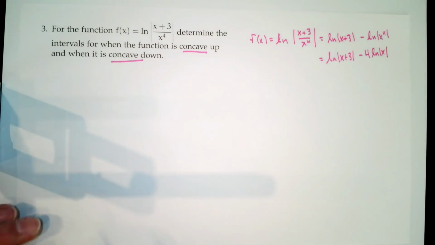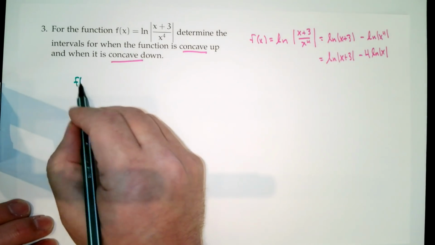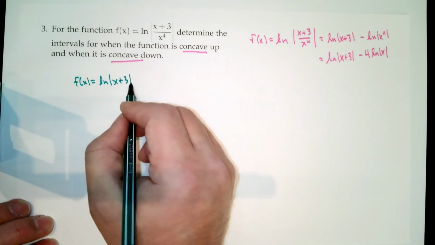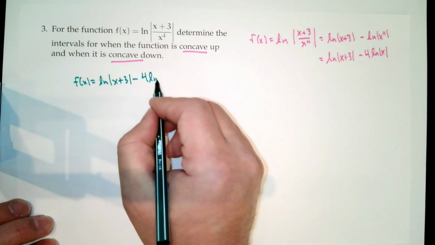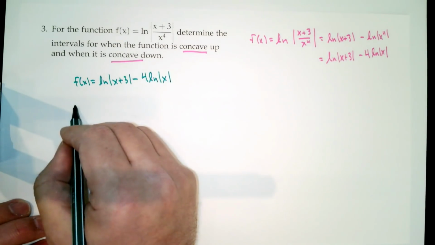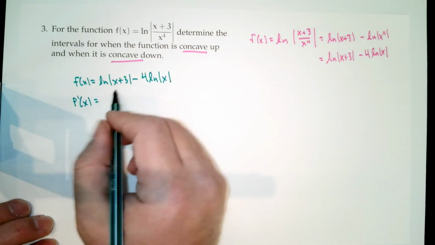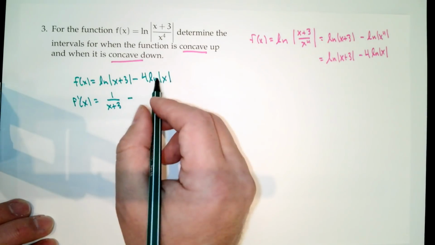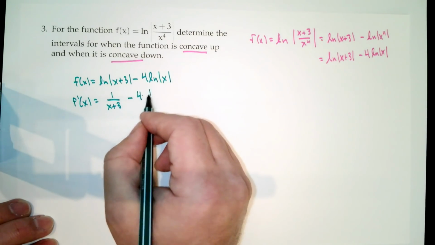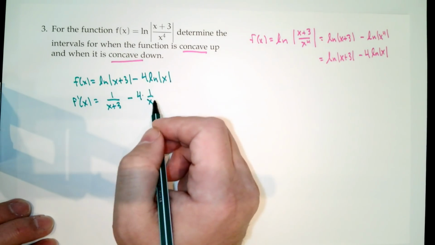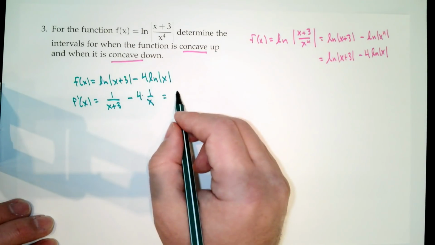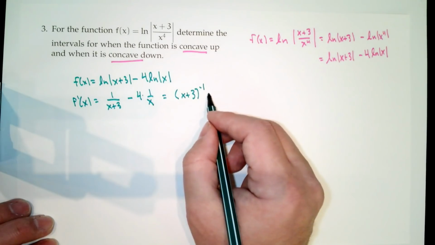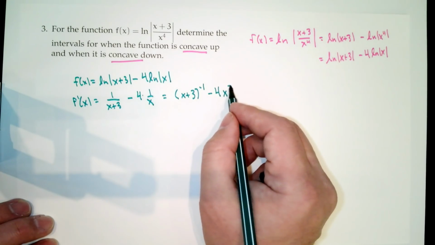All right, so here we go. We rewrote f of x. We said that was log of x plus 3 minus 4 log x. So f prime of x is 1 over x plus 3, and then minus 4 times 1 over x. Now that's just the first derivative. Note, by the way, if you want, you could have written this as x plus 3 to the minus 1 minus 4x to the minus 1.